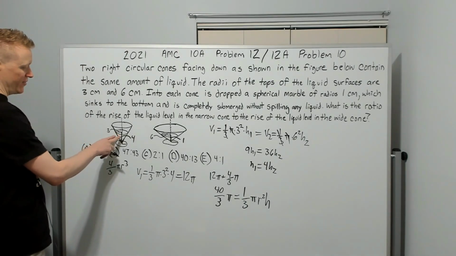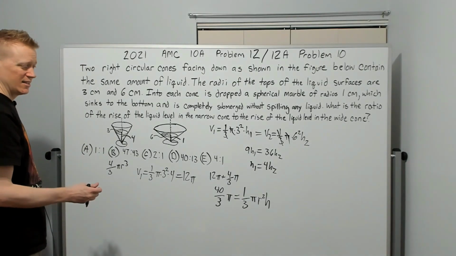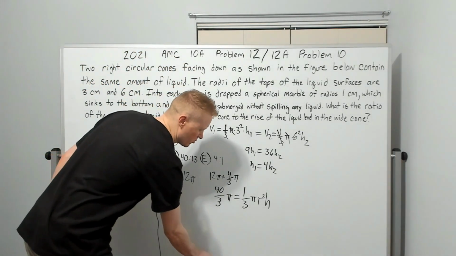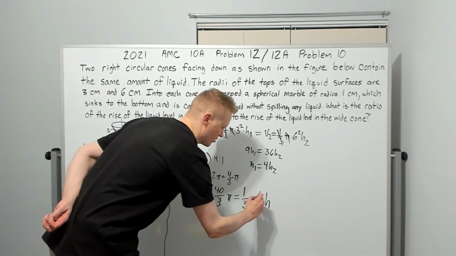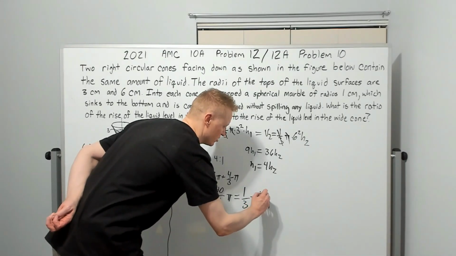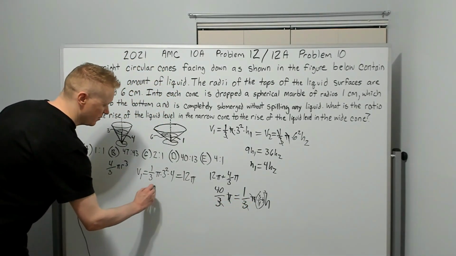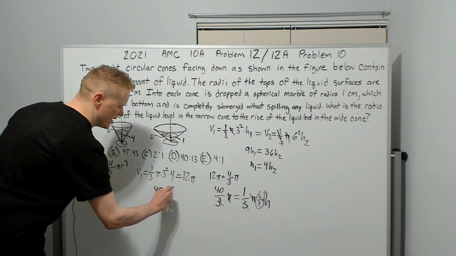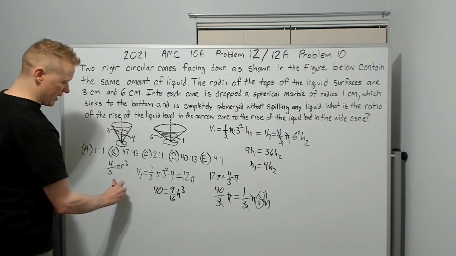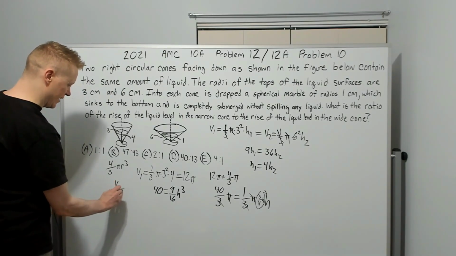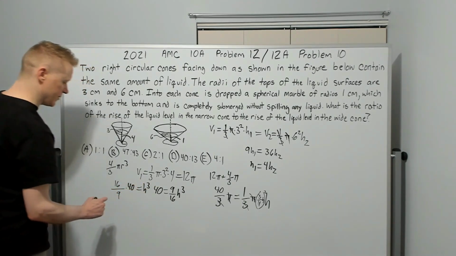So whatever the radius is, it's 3/4 of the height. So I could make this radius here 3/4 of the new height. And so that's going to be 3/4 h squared times that height. So the pi's will cancel, the 3's will cancel. I'm going to get 40 equals 9/16 h cubed. I will then multiply by 16/9 times 40 equals h cubed.